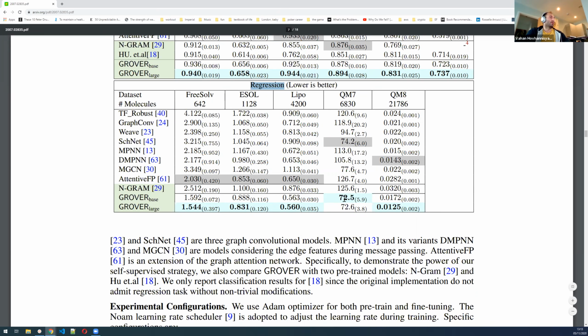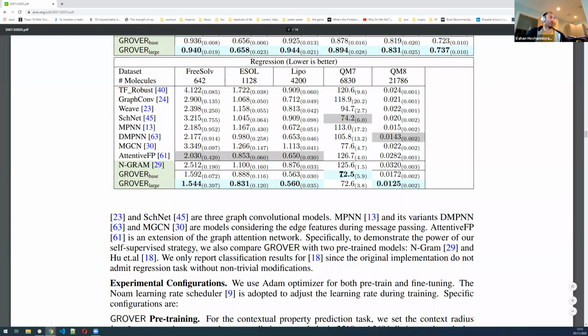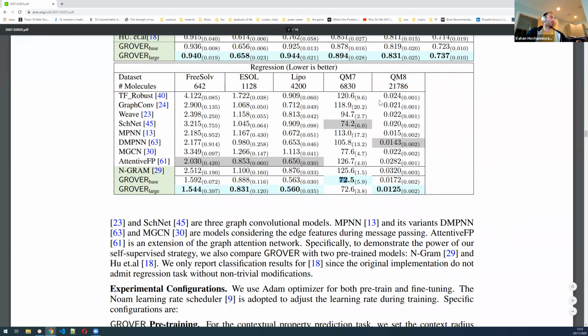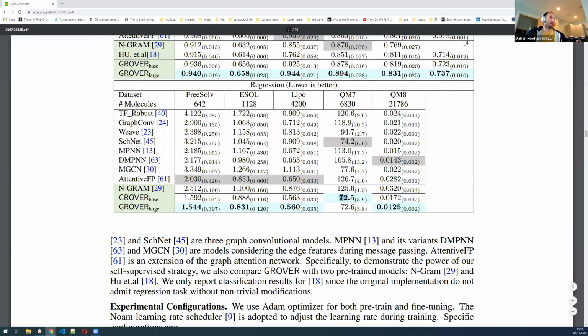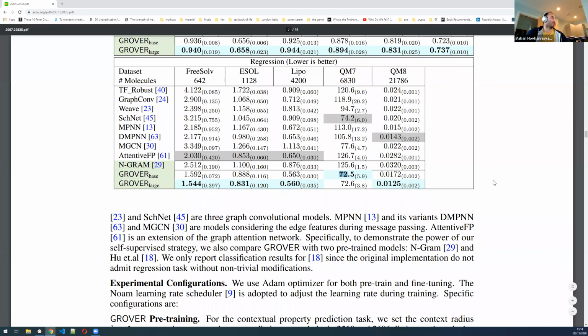Interestingly, there is one case when, no, they are the same. Sorry. Oh yeah, there is one case when the base model is slightly better, because for regression, lower is better. Here they showed the error. And the base model is a bit better somehow, which is interesting.